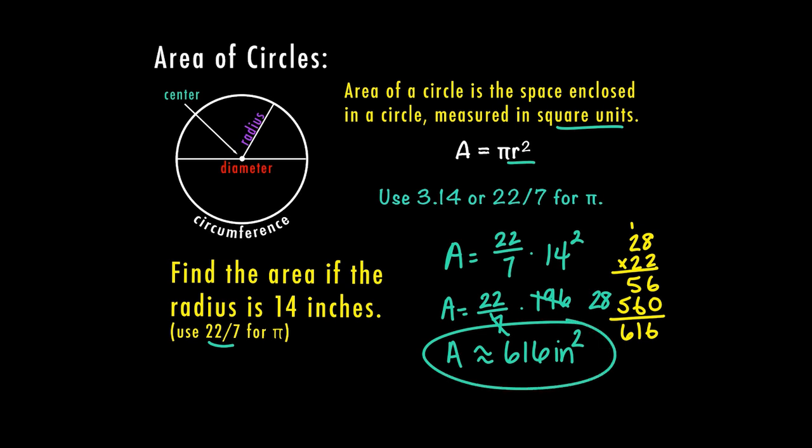Again, I'm going to use the approximate symbol instead of equals because 3.14 or 22 over 7 is not exactly pi. Because pi is a never terminating or repeating decimal, that means 3.14 and 22 over 7 are just estimates.